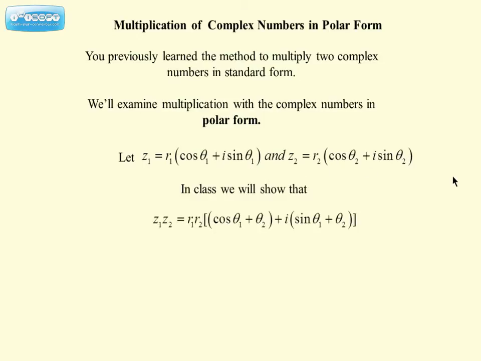In class, we will be able to show that when you multiply two complex numbers in polar form, the result is you multiply the moduli and you add the arguments. So you multiply r1 times r2 and then just add the angles. Very easy.